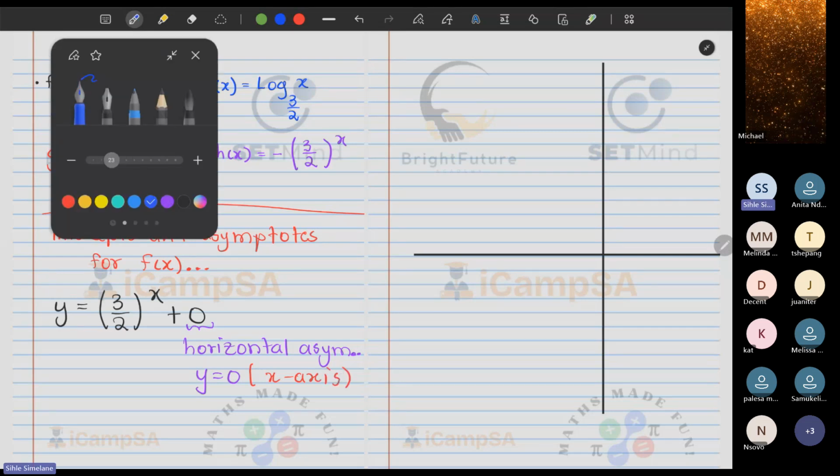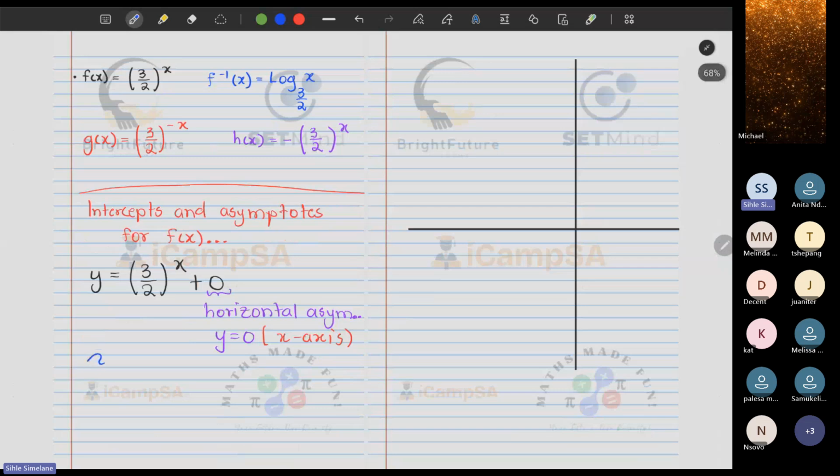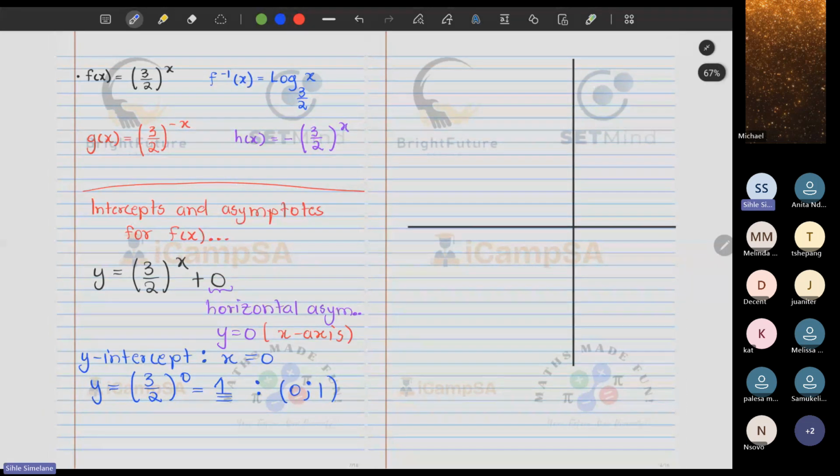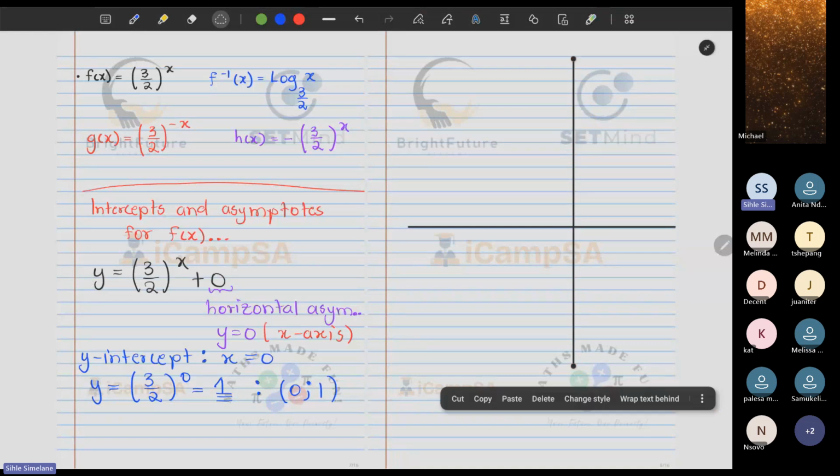Okay. And then we can go ahead and find the y-intercept, meaning we can't have the x-intercept. Let's find the y-intercept. And remember, when we are looking for the y-intercept, we always set x to be 0. So we have y equals 3 over 2 all to the power of 0. And this just becomes 1. So our y-intercept is at 0 and 1.